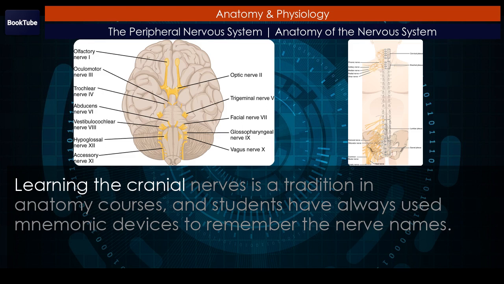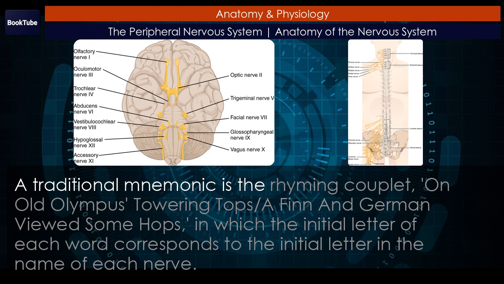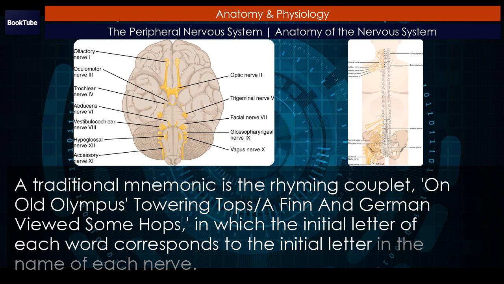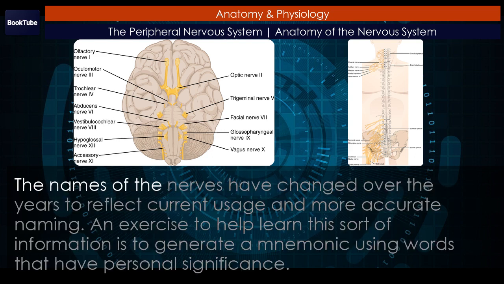Learning the cranial nerves is a tradition in anatomy courses, and students have always used mnemonic devices to remember the nerve names. A traditional mnemonic is the rhyming couplet. On old Olympus towering tops, a Finn and German viewed some hops, in which the initial letter of each word corresponds to the initial letter in the name of each nerve. The names of the nerves have changed over the years to reflect current usage and more accurate naming.